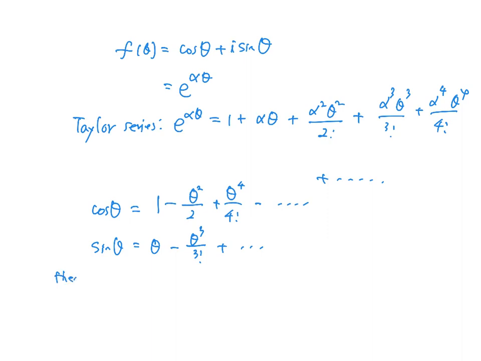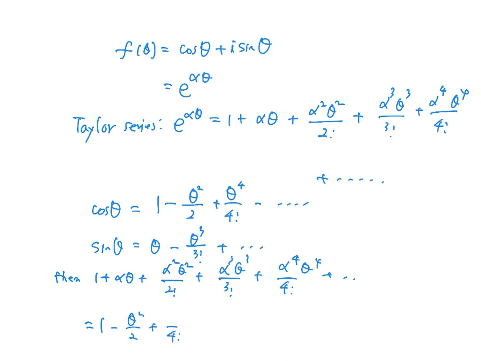Then 1 plus alpha theta plus alpha squared theta squared over 2 factorial plus alpha cubed theta cubed over 3 factorial plus alpha fourth theta fourth over 4 factorial must be the same as 1 minus theta squared over 2 plus theta to the fourth over 4 factorial, blah blah blah, plus I times theta minus theta cubed over 3 factorial, blah, blah, blah.